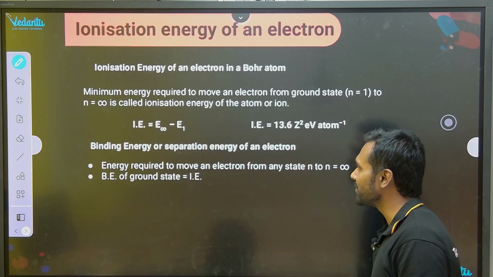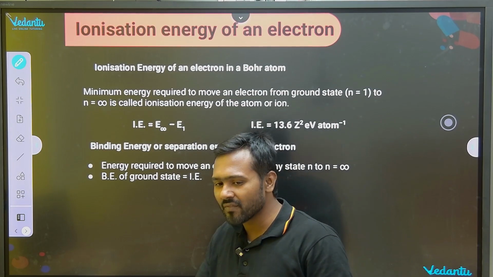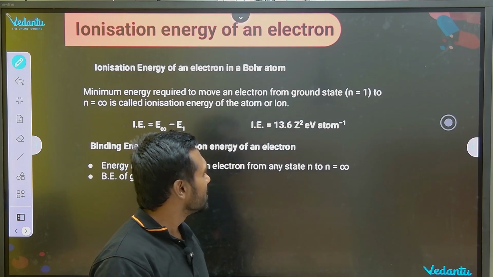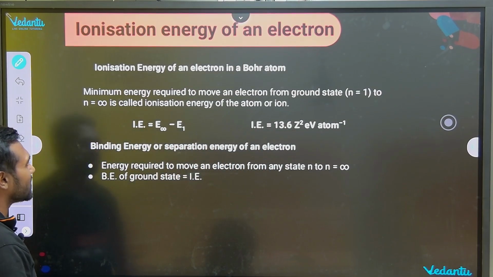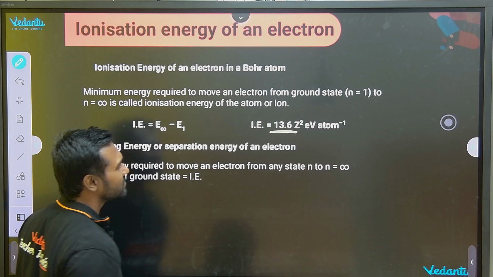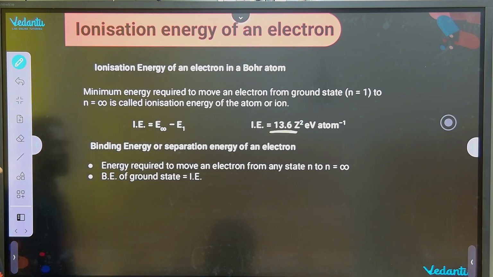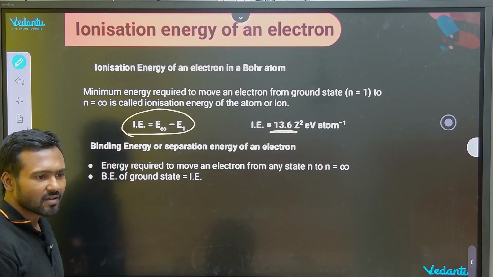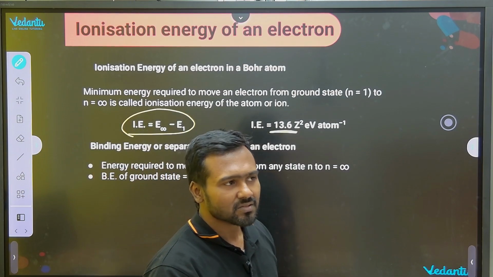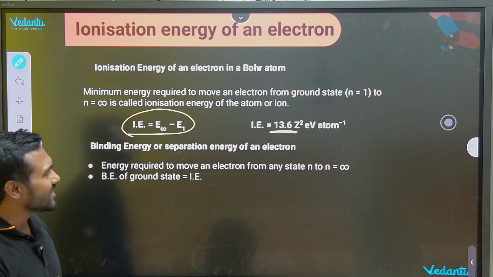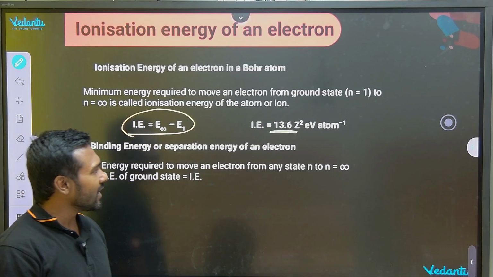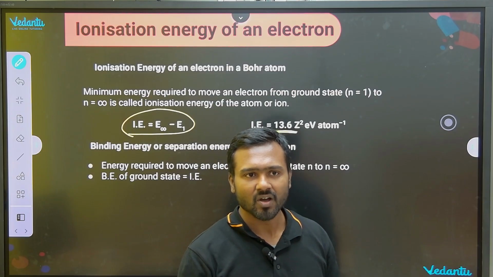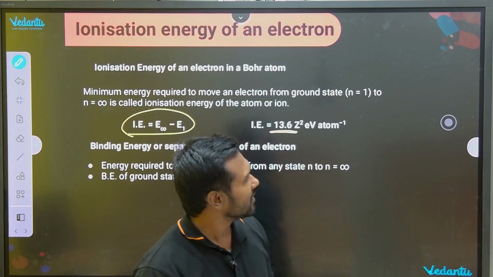What is ionization enthalpy? Ionization enthalpy means the amount of energy required to remove the electron. So how much energy to remove the electron? That is 13.6. So ionization enthalpy is equal to E infinity minus E1. If it gains 13.6 electron volt, then the electron will be out of that atom.